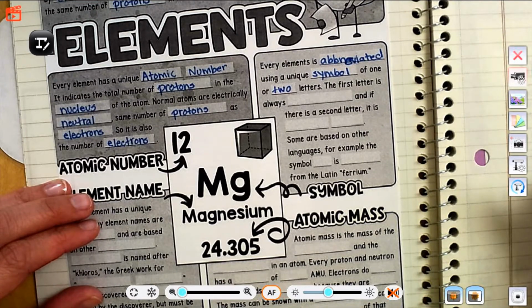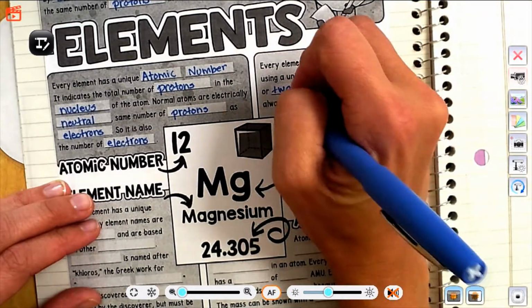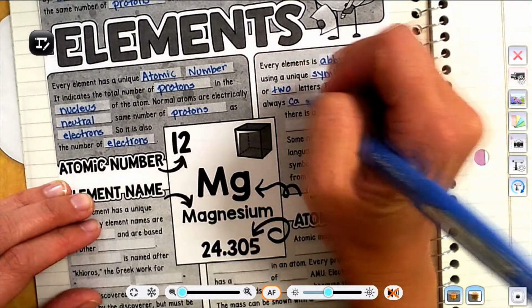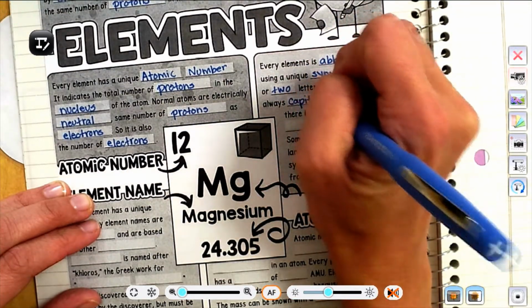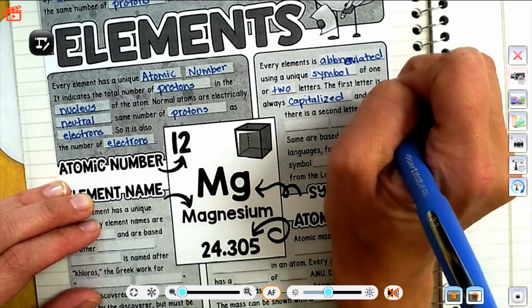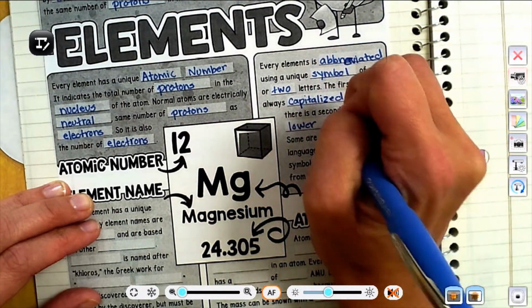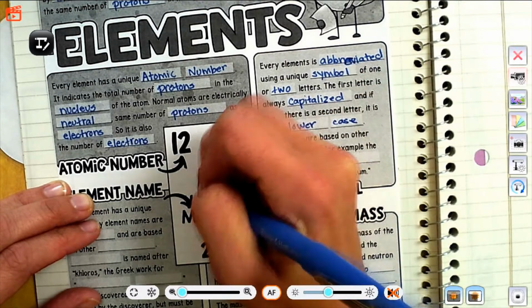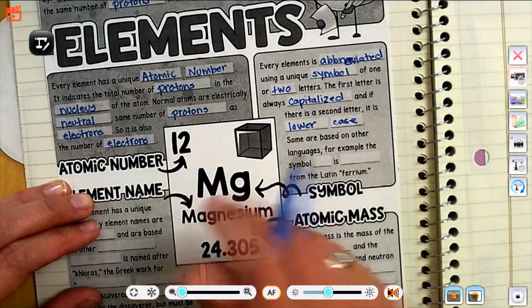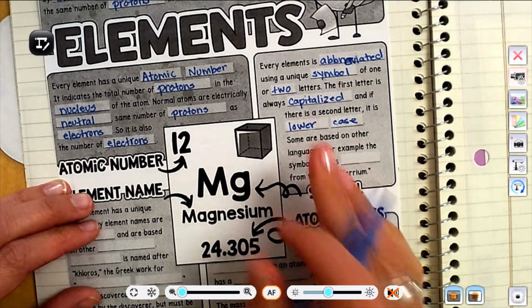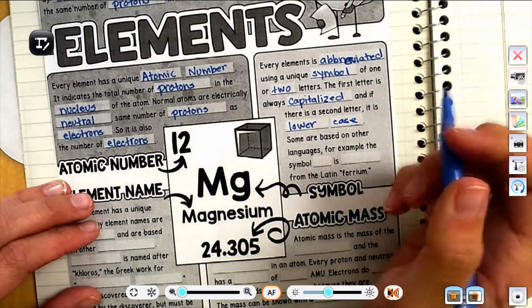And the first letter is always capitalized. So you see that as a big M, capitalized. And if there is a second letter, it is always lowercase. So you'll never see one that's like M, big G. You'll never see that. If there's 2 big ones next to each other, that means there are 2 different elements.